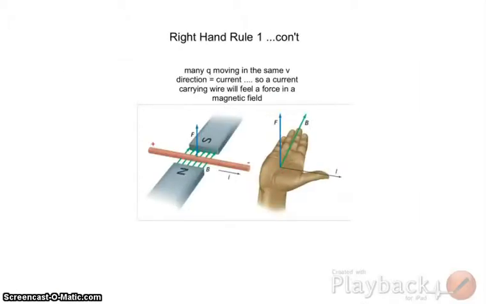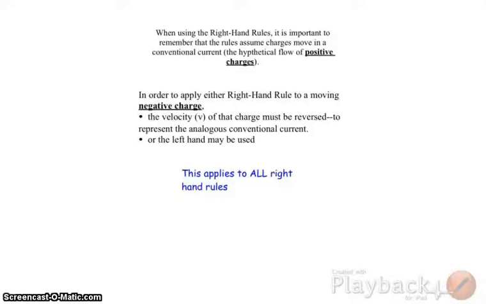Now, with right-hand rule 1, in the last lesson, we looked at Q's moving, right? Well, if we have lots and lots of charges moving, then we have current. So right-hand rule 1 continued deals with lots of moving charges, or current. Now the same rules still hold. Right-hand rule for positive, and for negative you either flip it or you use your left hand.